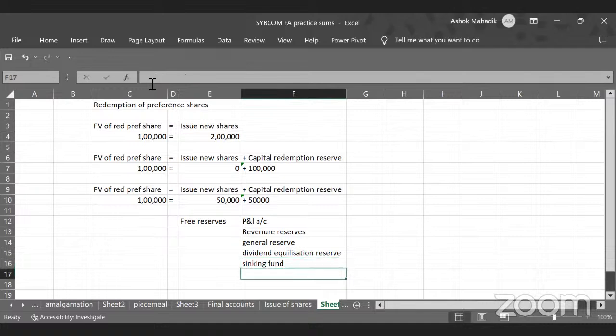Sinking fund is a kind of reserve which is kept aside for some specific purpose. And suppose that purpose is over, then whatever balance is there in the sinking fund can be transferred to CRR. So they will mention whether the purpose for which it was created is over. In that case, you can use that sinking fund. The reserves which you cannot use will include, it is not free reserves.